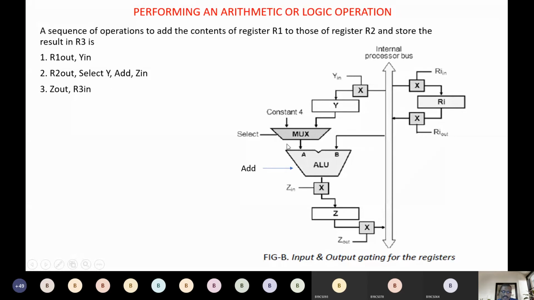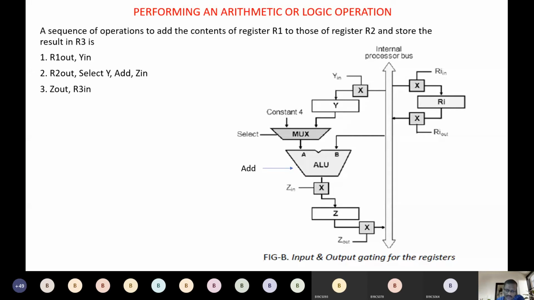For this, we are making Zin 1 so that Z can receive the result of the R1 and R2 addition. Finally, to send Z to register R3, we make Z out 1, and for R3 to receive the data, we make the R3 in signal 1 so that R3 can receive the sum of R1 plus R2. Done. Okay.